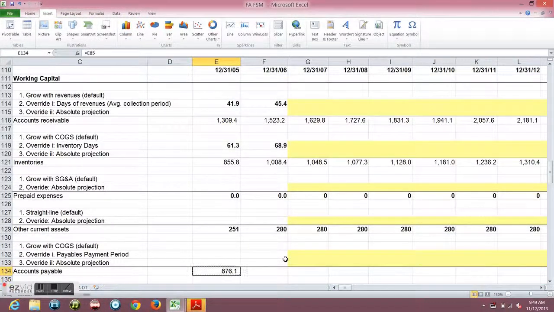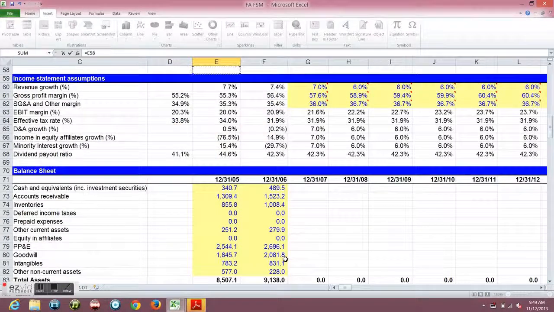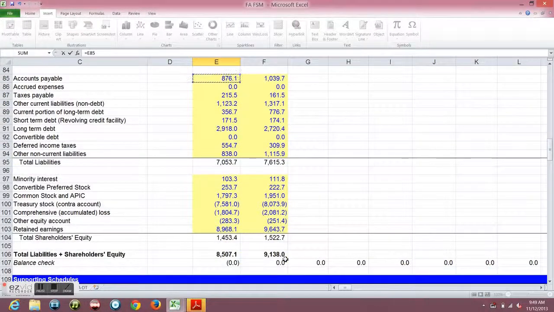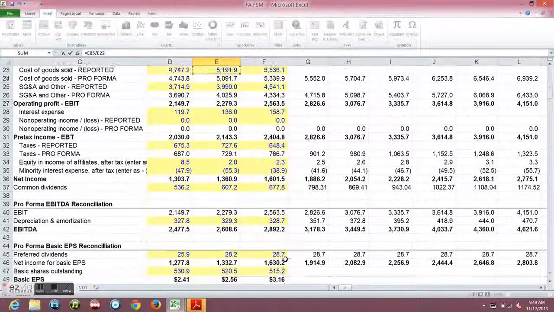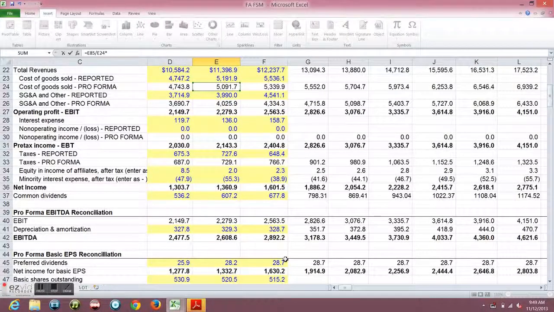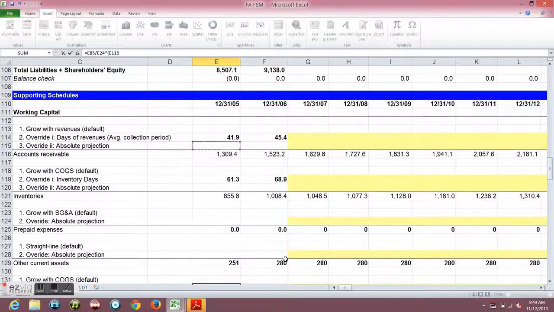Accounts payable. Accounts payable is going to be that number, do that. Now we do have a calculation that we need to worry about: payables payment period. It is very similar to inventory days and collection period, except we're going to divide our accounts payable by our COGS. So we're going to take our accounts payable divided by our COGS, and then we're going to multiply by the difference of our period.